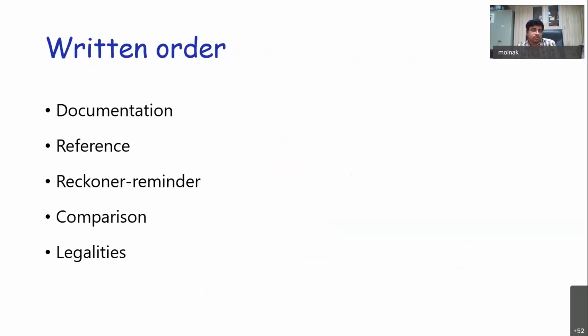When you write a prescription, it's a written order, first of all, a documented order, so that has its own legalities, good and bad. For the patient, it is a matter of reference. It is a ready reckoner and a reminder that he's supposed to take it before breakfast or after lunch, or things like that. And for the doctor also, it's a matter of comparison. What prescription did he come with? What are we writing? Or between 2 visits, what is the difference in the prescription that we have written?